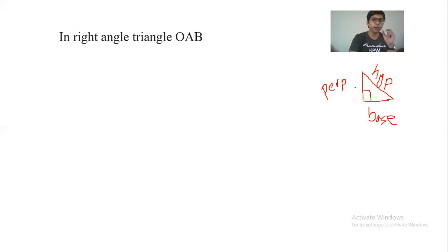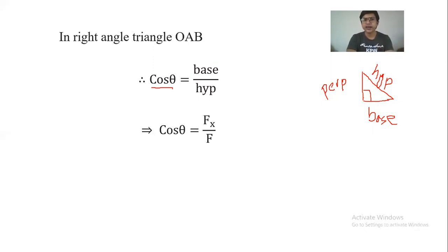So here you have to remember one thing: in right angle triangle OAB, cos theta is equal to base upon hypotenuse. Okay, so what does cos theta define? It defines the ratio of base upon hypotenuse. This side is base and this side is hypotenuse. Okay, so in the right angle triangle, we can write it as Fx upon F.